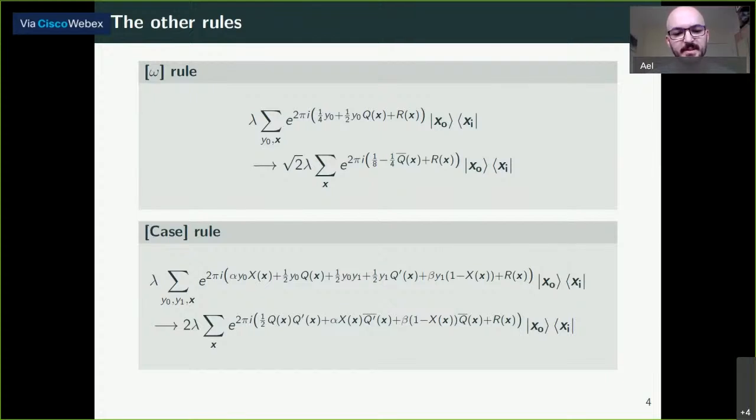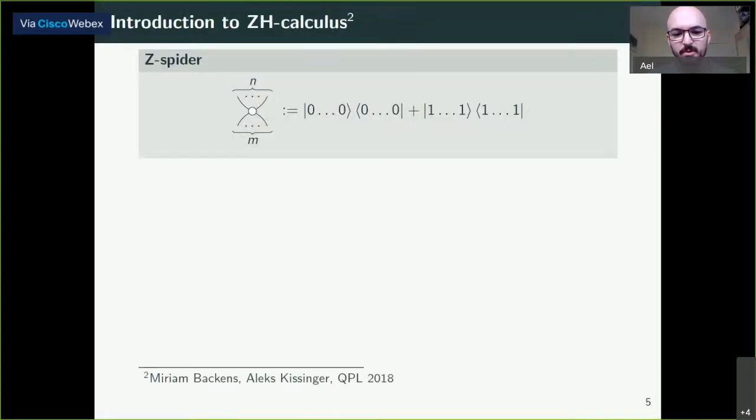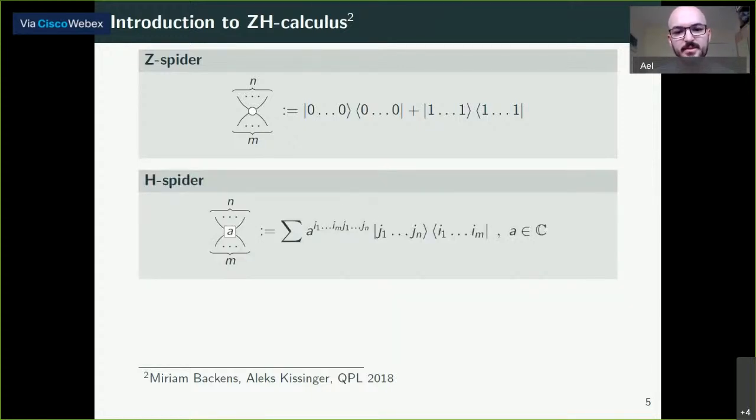But the problem is, when you use those rules, and even if you are used to it, you don't really picture how they work. So that's why we are going to use the ZH calculus to picture the effects of those rules and how they actually apply. ZH calculus was also introduced 2 years ago in QPL. Simply, it is the combination of two generators, the Z spider, also called white dots, and the H spider, also called H boxes.